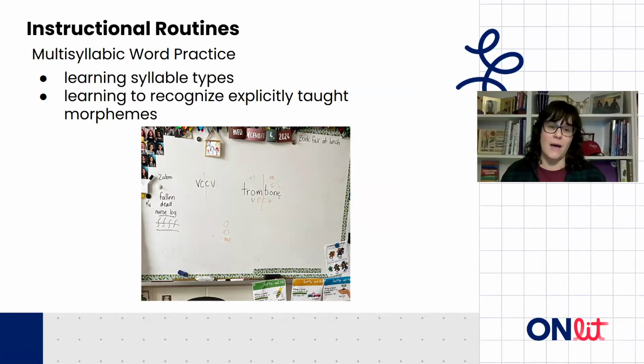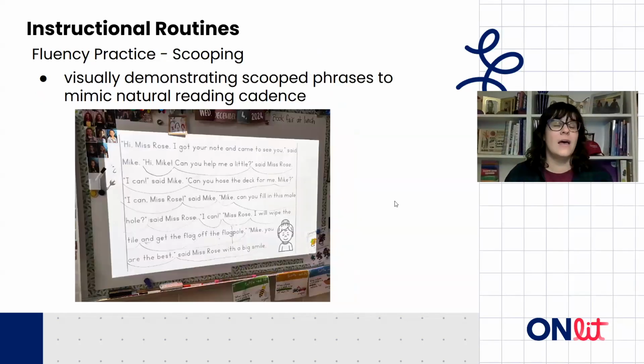If you're interested more in that multisyllabic word practice, we can throw in the chat here the poster from ONlit. It is geared for higher grades, but if you're still new to multisyllabic words and how you might teach them, on the back of the poster, there's some really great prompts and the script that a teacher might say. Another thing that we're working on is that fluency, right?